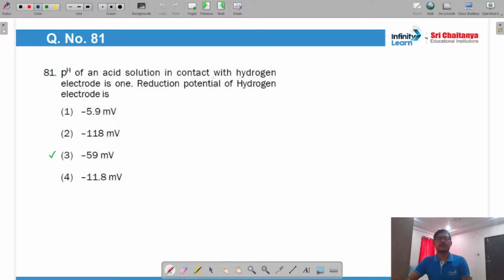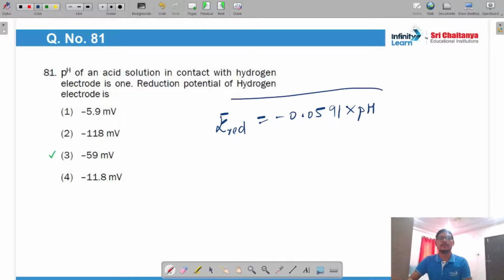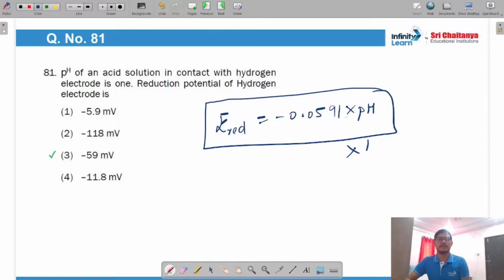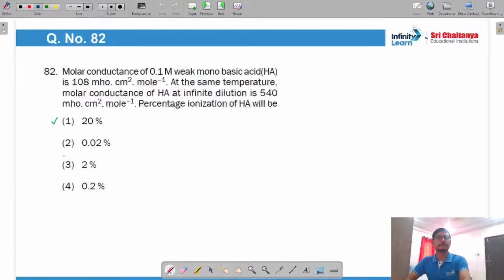pH of an acid solution in contact with hydrogen. So remember, guys, for hydrogen electrode, the reduction potential can be directly calculated using this formula, minus 0.0591, this term you know from last equation, multiplied by the pH. So this is a direct formula. The pH is given to be 1, so multiplied by 1, this would come out to be 0.0591 volt, which is 59.1 millivolt. So that is the correct answer.